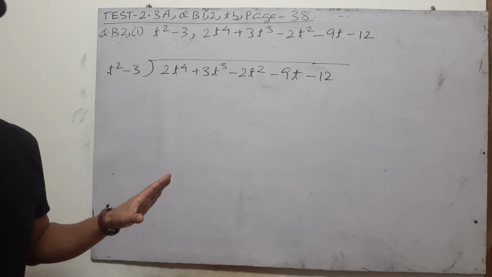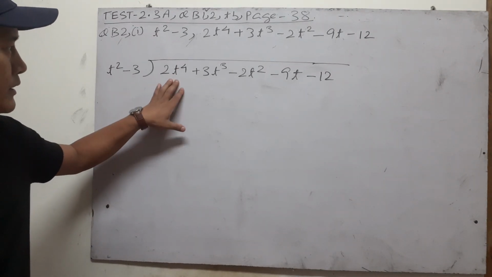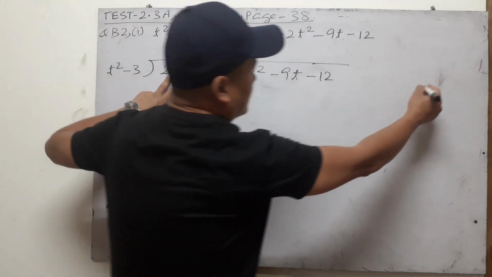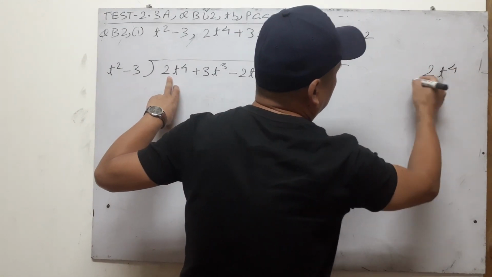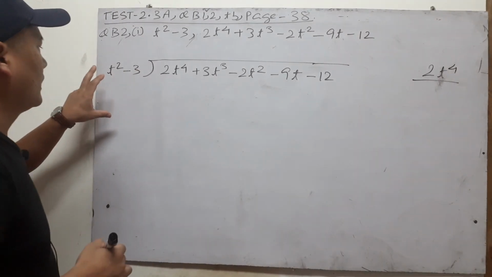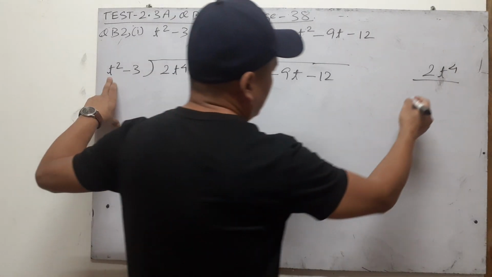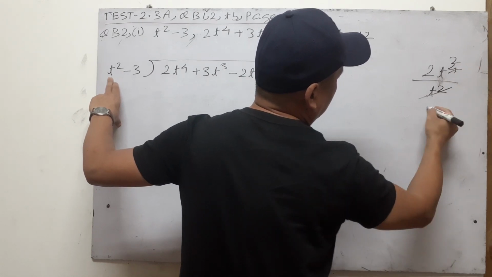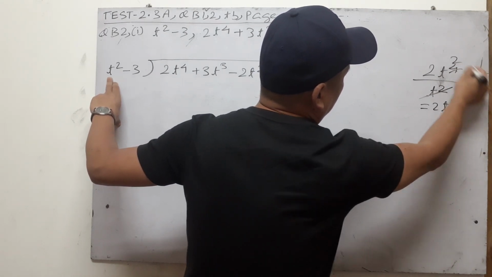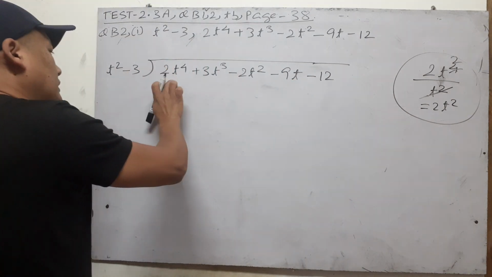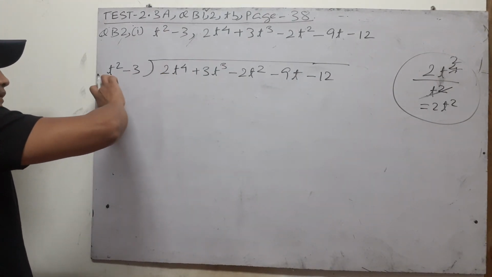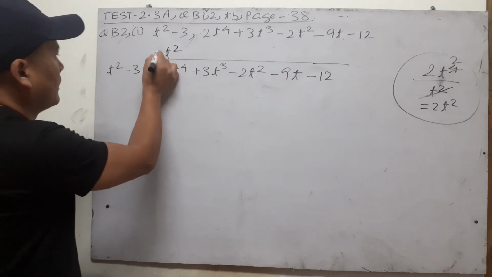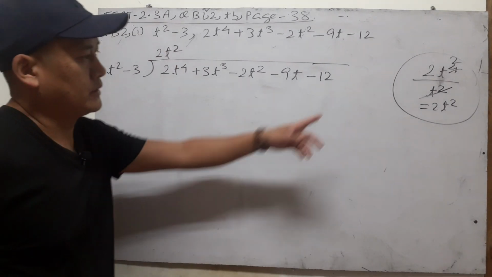Then take the highest degree term of the dividend. Inside here, the highest degree is 4, power 3, 2, so the highest is 4, this term, which is the first highest degree term, 2t to the power 4, divided by the highest degree term of the divisor, which is t to the power 2, t square. 4 minus 2 is 2 left, so that will be equal to 2t square. So when you divide the highest degree term of the dividend by the divisor, we got 2t square, as you can see there.